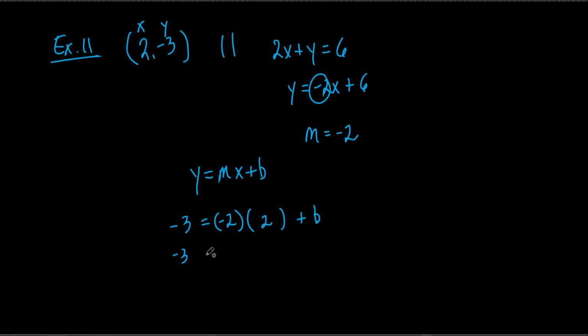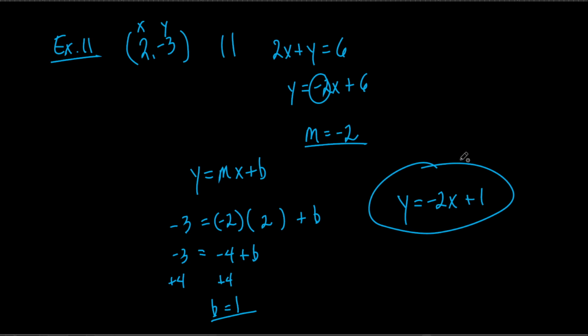This is easy. -3 equals, what's that? -4 plus b. How do I get b by itself? Add a 4, add a 4. So what's b equal to? +1. So I got the 2 things that I need. I got the slope, I got the y-intercept. Let's put it all together, make it look real nice, like an equation of a line. Y equals m, which is -2x, and then the b is +1. So that is the equation of a line.